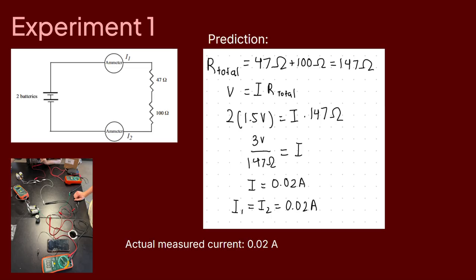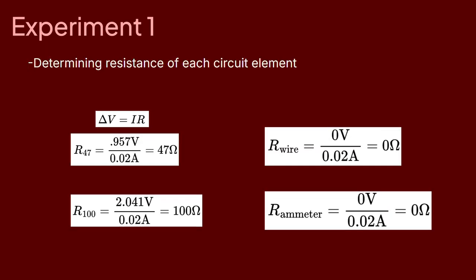Based off the math using V equals IR, we thought that the current would be equal to 0.02 amps, which is what we got. And then also here we were able to determine the resistance of each circuit element using the V equals IR formula. And we got, for the 47, we got 47 ohms. For the resistor, we got 100 ohms. And for the wire, we got 0 ohms. And for the ammeter, we got 0 ohms.